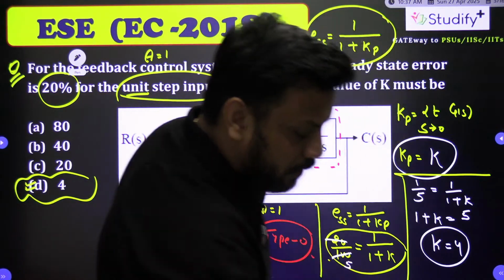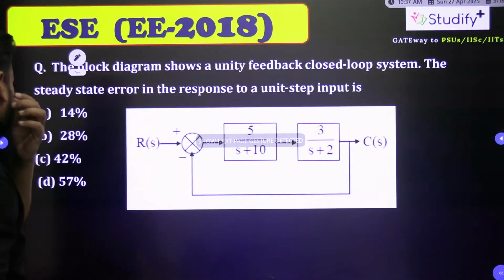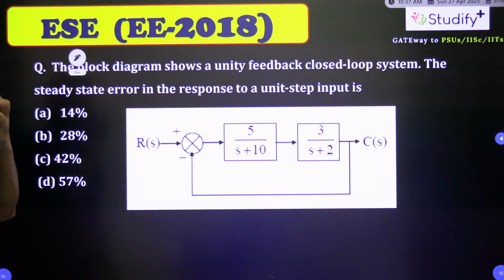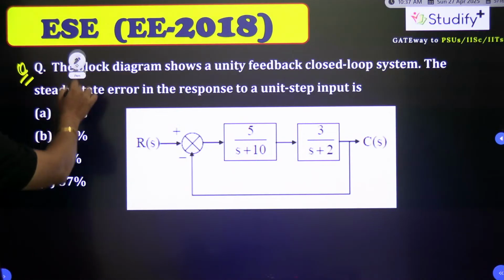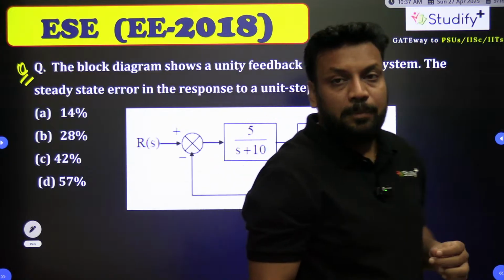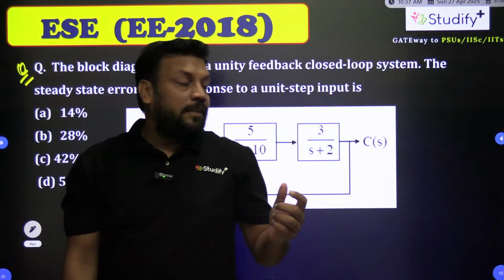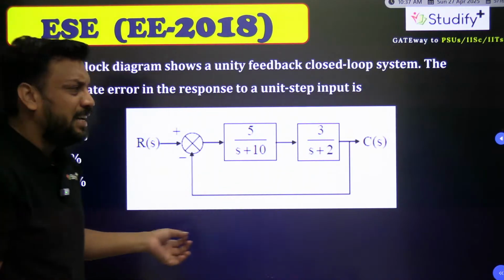Now we'll go for the next one, guys. One more question is waiting for us. This time you have to find the error in terms of percentage. This is also an engineering services question from 2018, but this is asked in the EE branch. What is the student saying? This time the G(s) value is already given to you, the H(s) value is given to you, and it simply asks for the error.